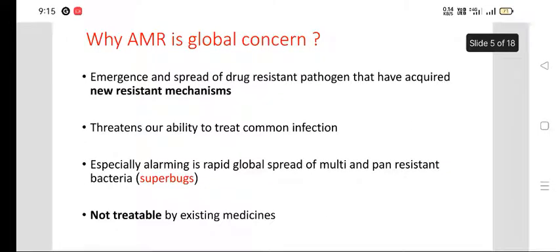Now, why is antimicrobial resistance a global concern? Because of the emergence and spread of drug-resistant pathogens that have acquired new resistance mechanisms. Transduction, transformation and conjugation are the older ones, but they have developed newer resistance mechanisms that threaten our ability to treat common infections. Especially alarming is the rapid global spread of multi- and pan-resistant bacteria. We call them superbugs, resistant to everything.